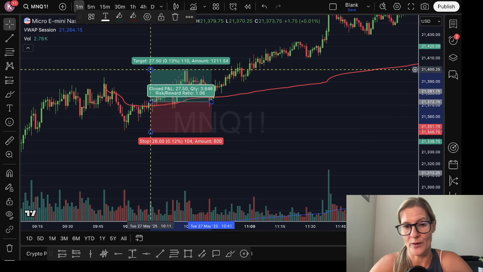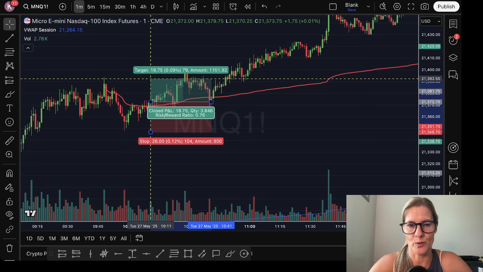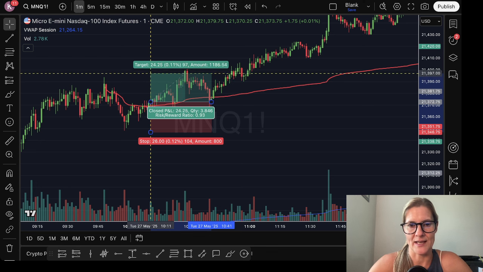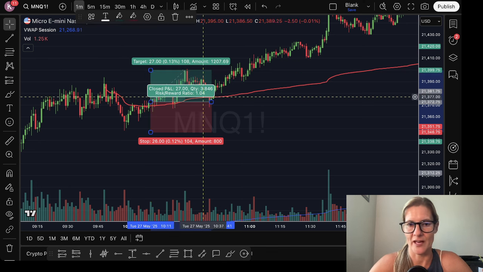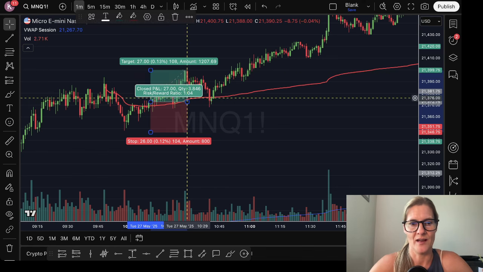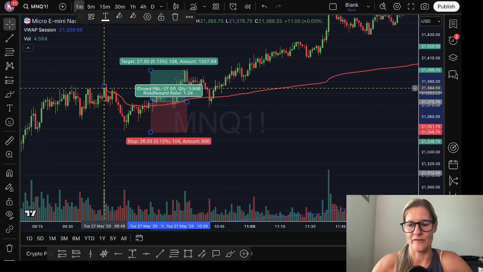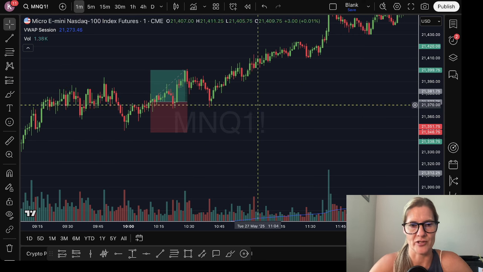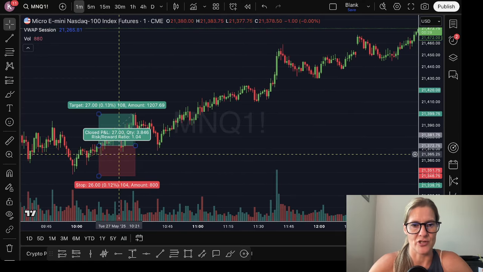So you can do maybe a 1-to-1. You could just go for a straight 20 points, whatever your liking is. But let's say we do a 1-to-1. There, it would have hit profit right there. So I'm going to go ahead and close out that trade and remove that anchored VWAP, and we can look for another entry. So here it continues to trend up.